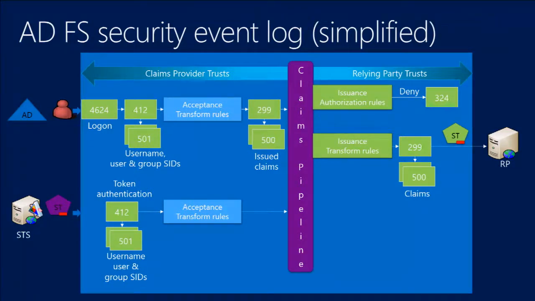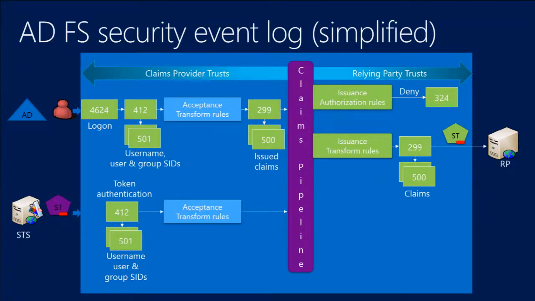And then in terms of the issuance authorization rules, we make a decision as to whether we're going to issue a token, and if we deny it, we get a 324. Otherwise, when we go through the issuance transform rules, we get a 299 and a series of 500s, which are the claims that actually go in the token.